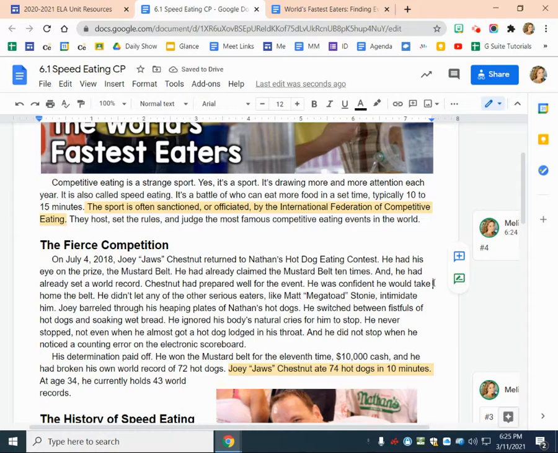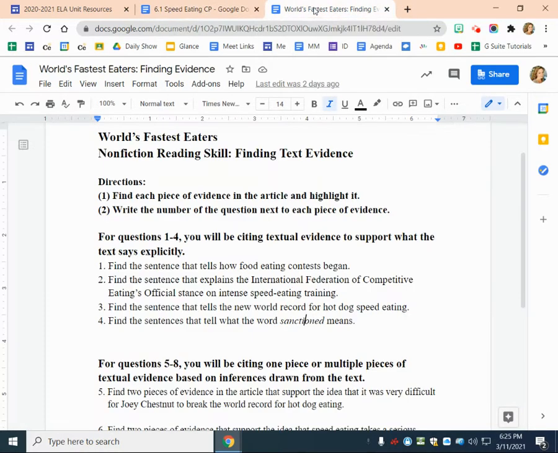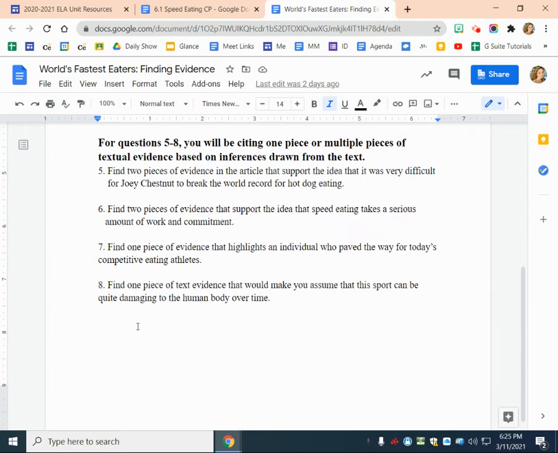Good job, we're halfway there. We've gotten all of the explicit evidence highlighted and numbered. Now we're going to move on to the evidence based on inferences. These are a little bit harder to find, but you can do it.